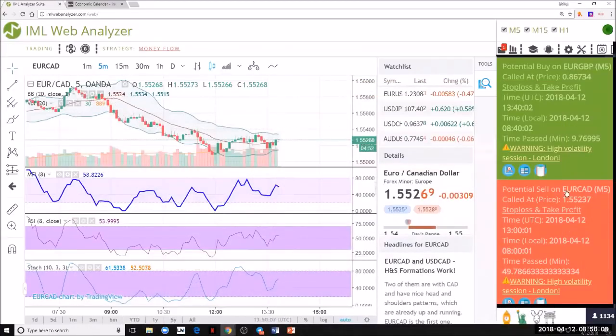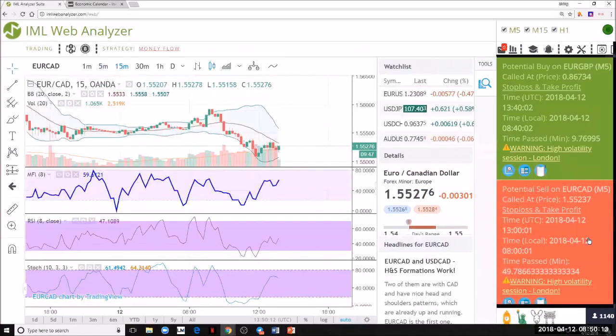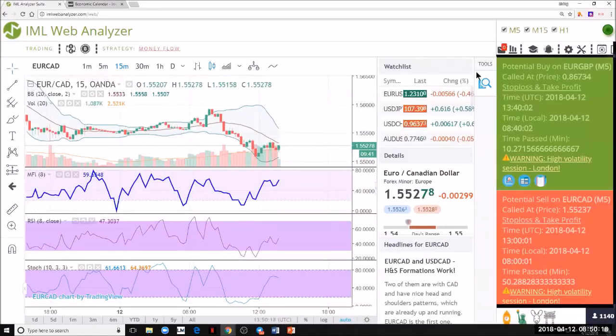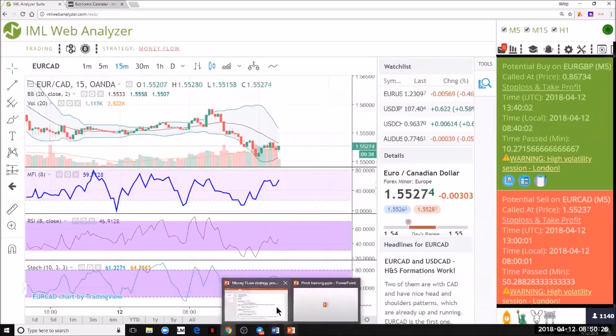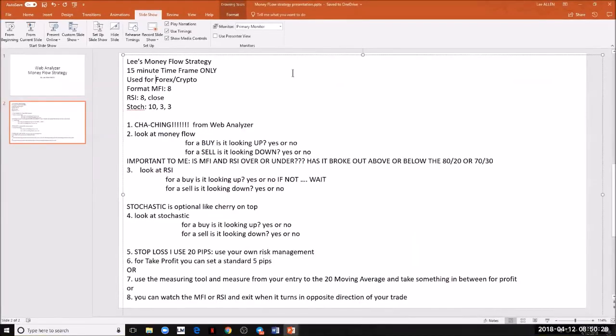Okay, so here we are with EuroCAD. It was on the M5, so I'm going to switch to the 15. Now, obviously, these trades are well past, this one passed 49 minutes ago. All I'm doing is using some of these to just teach you how to decide whether or not they pass the money flow strategy. So if you haven't done it already, go ahead and take a snapshot. Take a picture of the screen so that you can have the strategy setup.